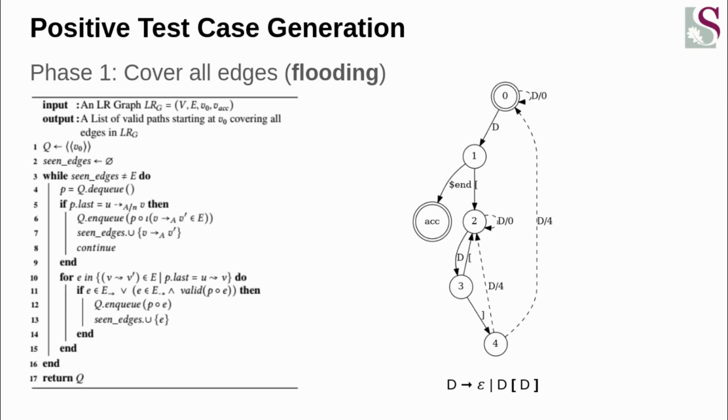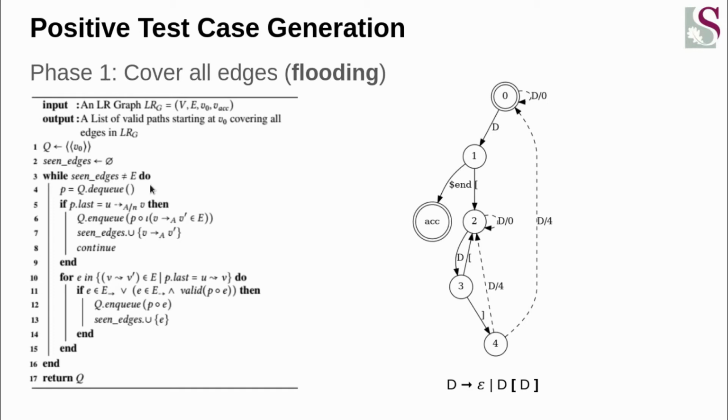If we look in more detail at the flooding phase, we can see that it is essentially breadth-first search. If we look at the left here, where you have a queue, except we don't run until the queue is empty, but instead we run until we have seen all the edges in the graph.